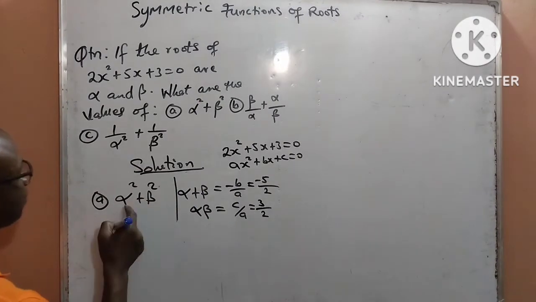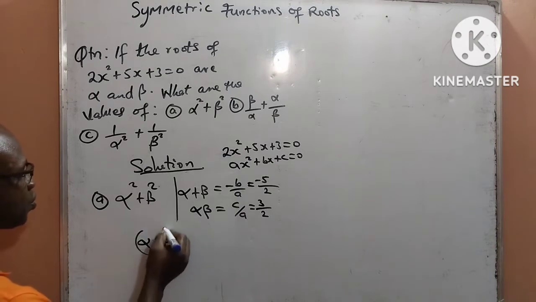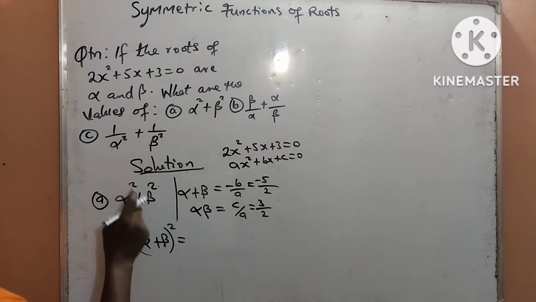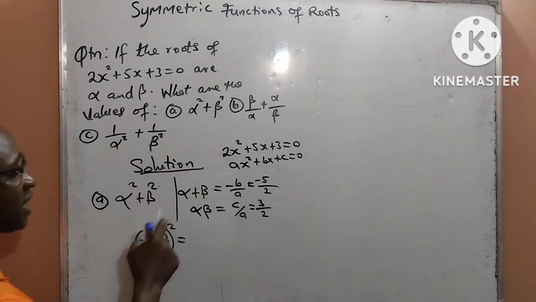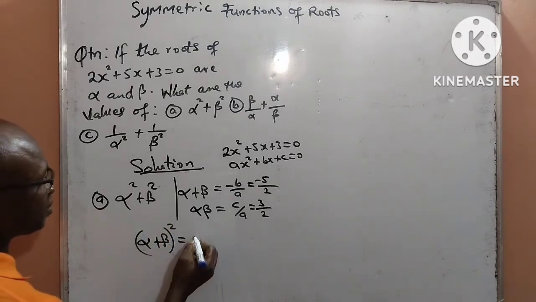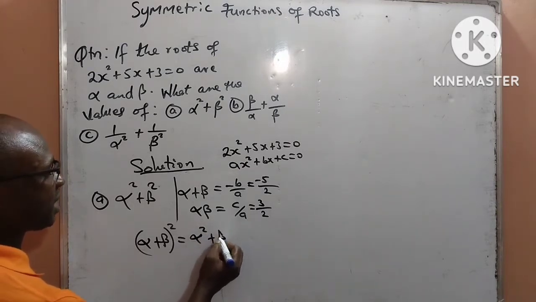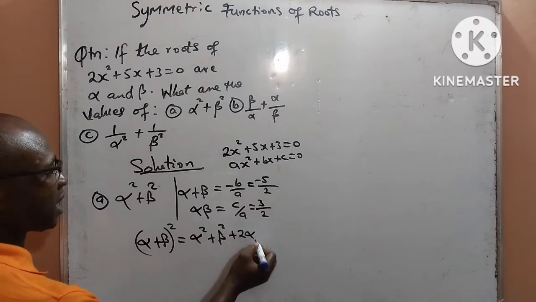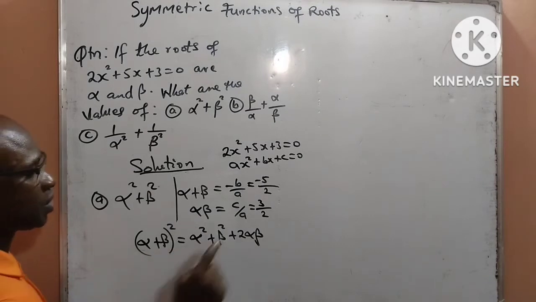Therefore, from this, let me have (alpha plus beta) squared, and from here I will be able to get what alpha squared plus beta squared should be. Now, if I open this bracket, this is (alpha plus beta) squared. What I shall have is alpha squared, plus beta squared, plus 2 alpha beta. Alright, the result of this bracket is equal to this.